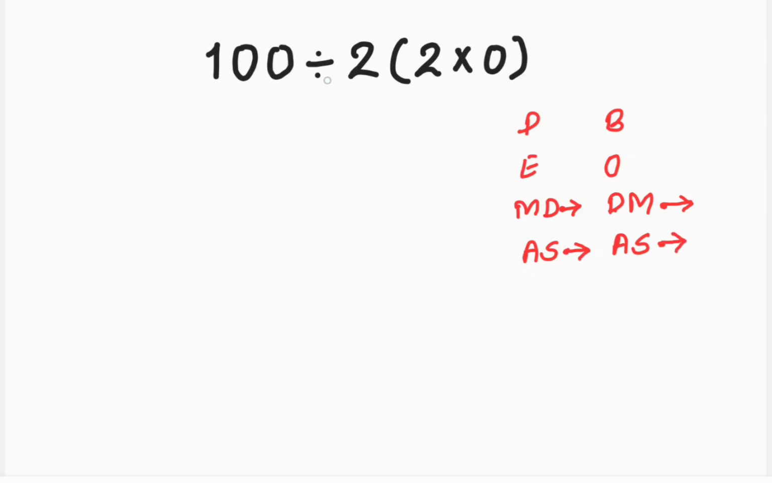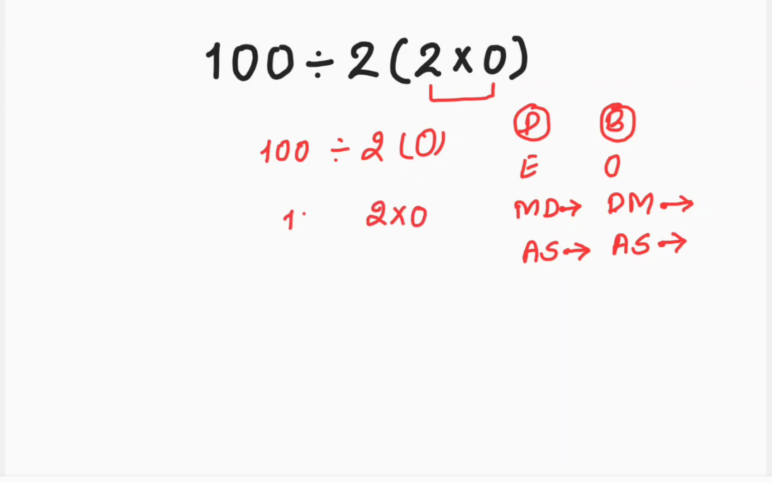In this case, we have division, multiplication and parenthesis. So first we will solve for parenthesis or bracket. 2 into 0 is 0. Since 0 is in bracket, people think they need to multiply 2 and 0 first. But you only need to write it as 2 and 0 and then follow this order of operation.